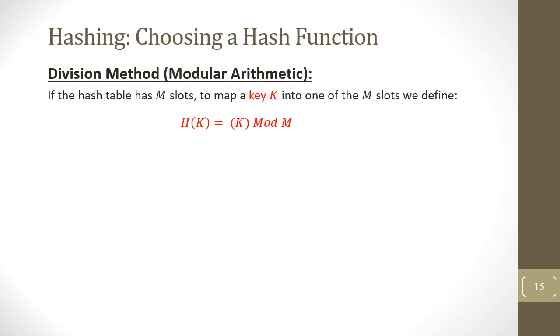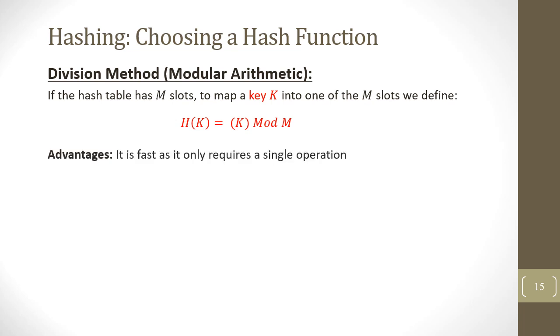Another method is the division method, which uses modular arithmetic. If a hash table has m slots, to map a key k into one of the m slots, we define the hash function as hash of the key value is equal to the key value mod m, as we have already seen in the previous slides.